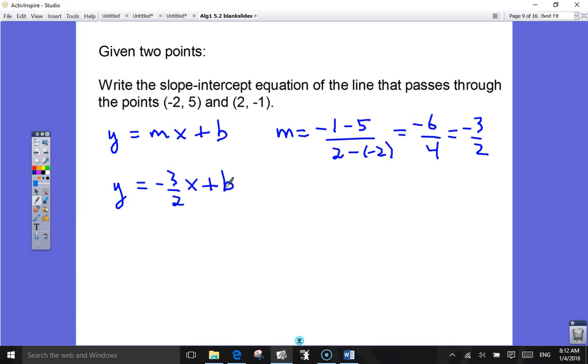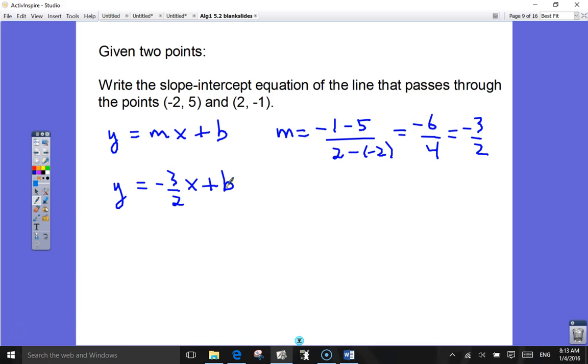What to do? Pick one. You pick one. It doesn't matter which one you use. Just pick one. We'll use both and show that you're going to get the same value for b no matter what you do, which makes sense. I mean, these 2 points determine one line. It shouldn't matter which point we use, and it doesn't.